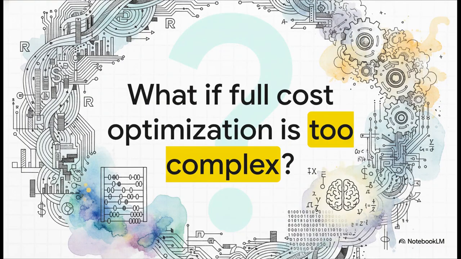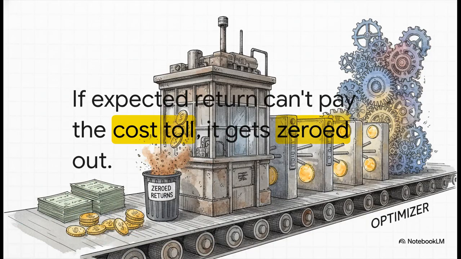But this presents a real practical dilemma. When quants try to perfectly optimize expected returns while subtracting dense, dynamic transaction costs across thousands of stocks, well, the math gets incredibly heavy. Full nonlinear cost optimization can slow a backtest to an absolute crawl. So how does this R code get around that? It uses something we can call the effective return hack.